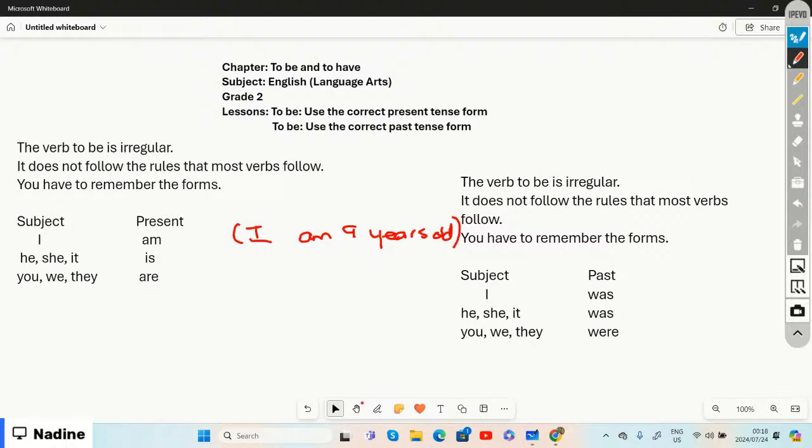All right, if we make mention of, for example, he, she, or it, then we need to use the present tense form is, because we either say he is, she is, it is, referring to one person.